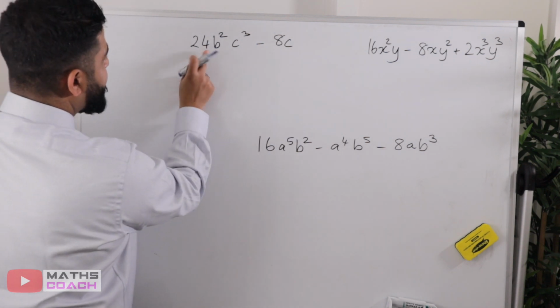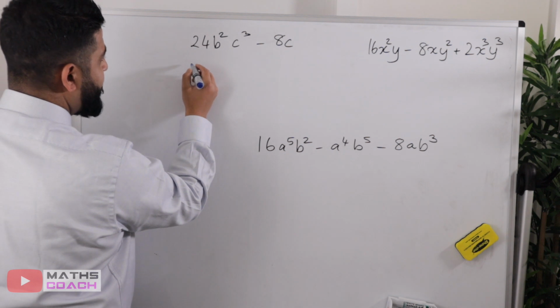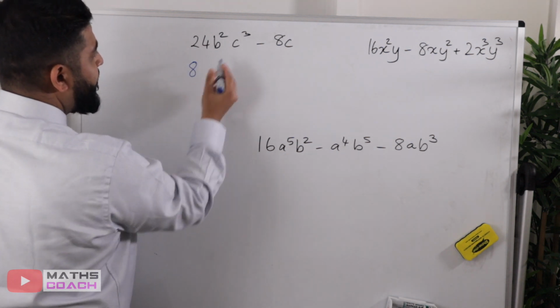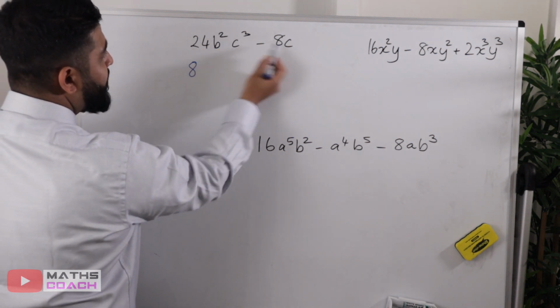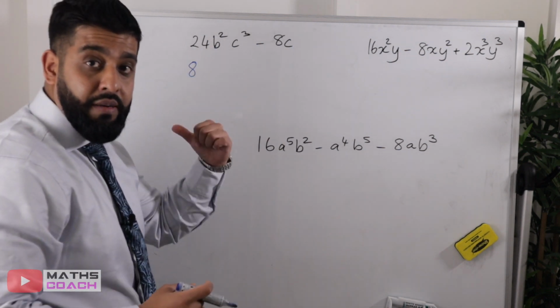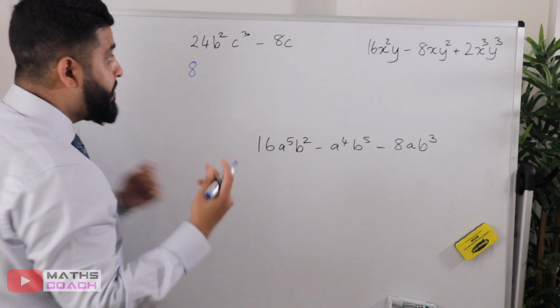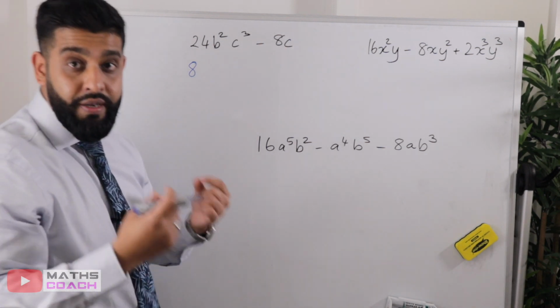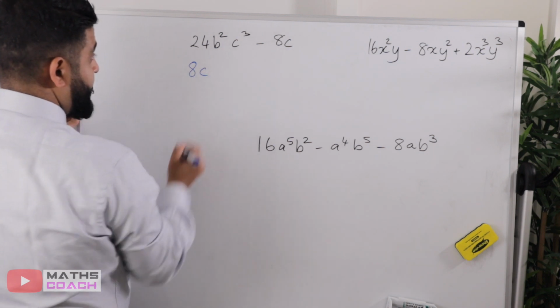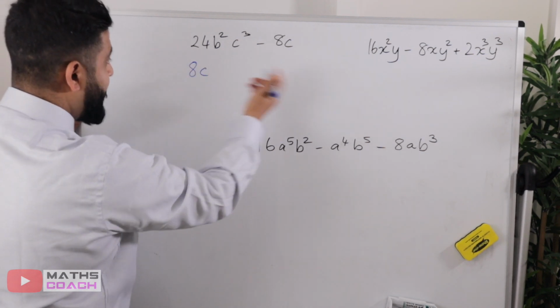So the first thing is the numbers. 24 and 8, the highest common factor that goes into them is 8. We've got b squared here, but we have no b in the other term, so we can't include b outside that bracket. C cubed and c: the minimum is at least 1c, so we can take out 1c. Now there's nothing else. I think we've taken everything in common outside.